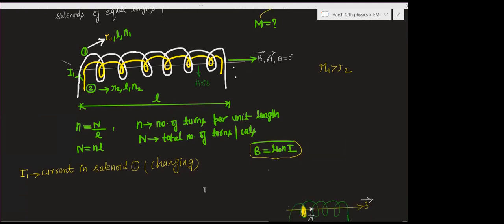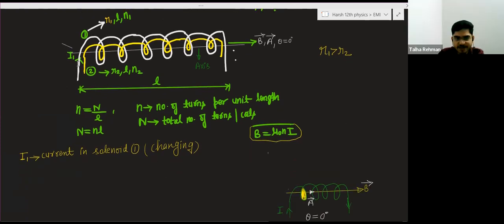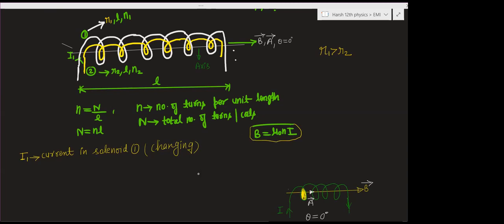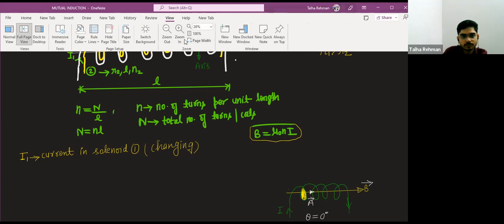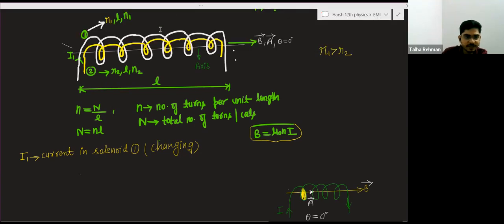So suppose I am giving I1 current to this white color solenoid, and this current is changing with time. Basically I1 is the current. Now see only this white color solenoid. What will be the magnetic field due to the white color solenoid?